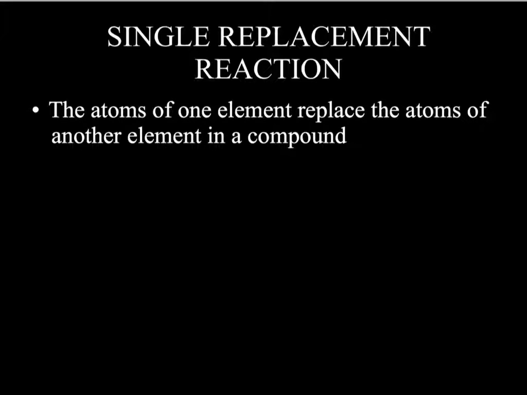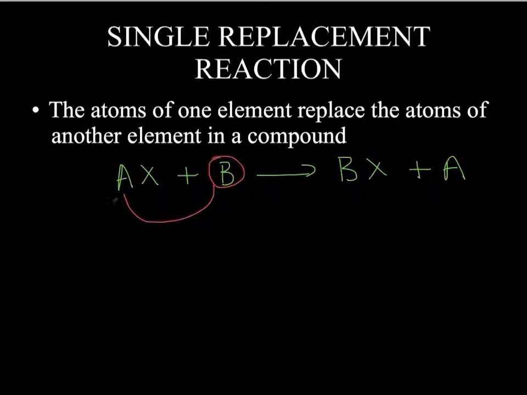The next 2 reactions are single replacement and double replacement reactions, and these are sort of related. So single replacement reactions are when the atoms of one element replace the atoms of another element within a compound. So here we have the general equation of AX plus B react to produce BX plus A. So here you can see that B is replacing A and combining with X to get BX.